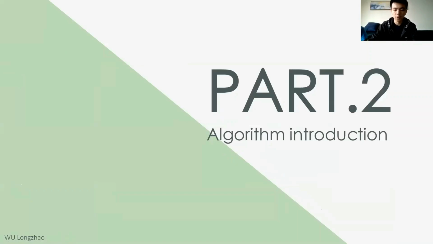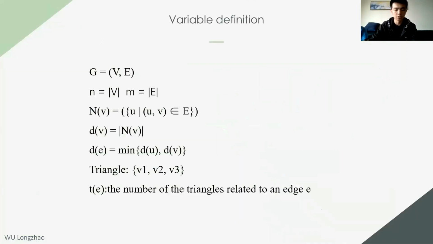Hello, I'm Wulong Zhao. Now let me introduce the algorithm we used in our project. Firstly, I need to talk about some variable definitions for the algorithm. We define the graph as G, the vertices as V, and the edges as E, and the names stand for the size of vertices and edges. For each vertex, we define the neighbor points as N(v) and degree d(v).